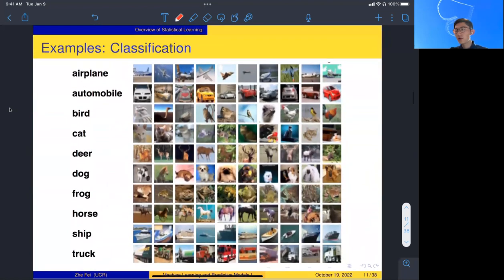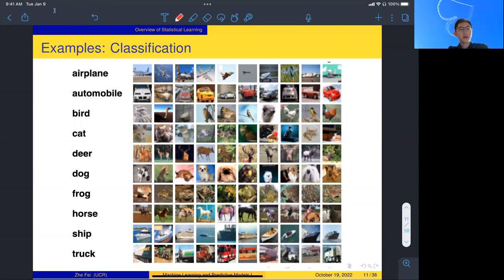And then for classification, this is a really classic machine learning task that people have been working on for a long time. Essentially, there is a public image database that recorded, I want to say, tens of thousands of images of these different categories.